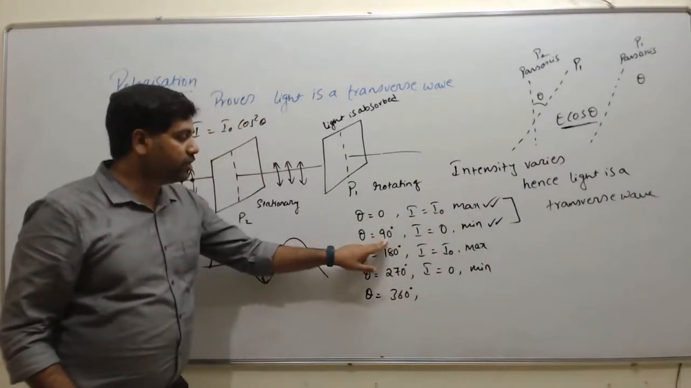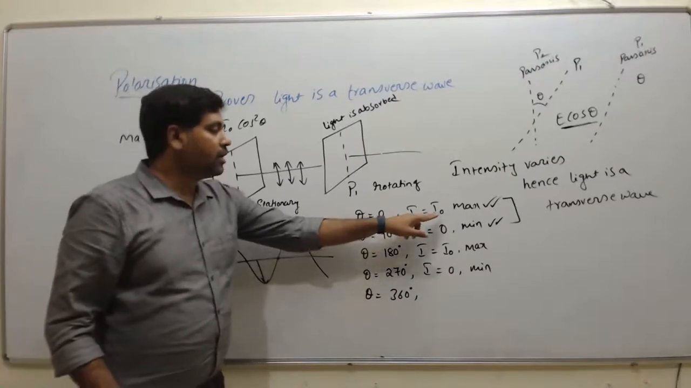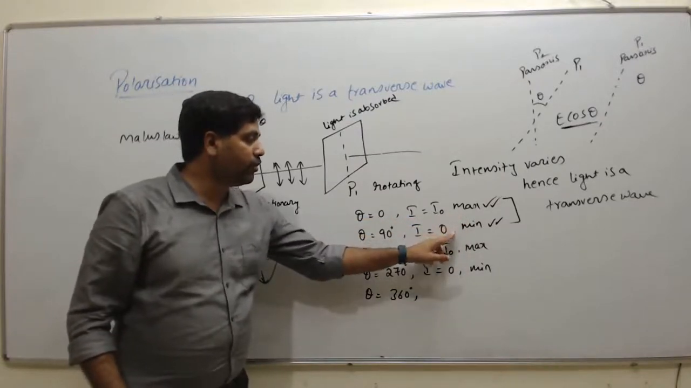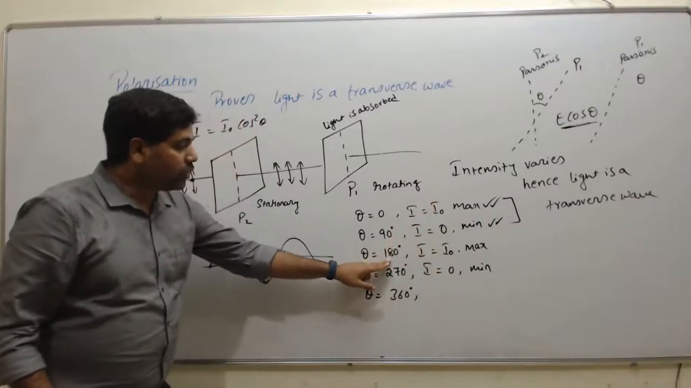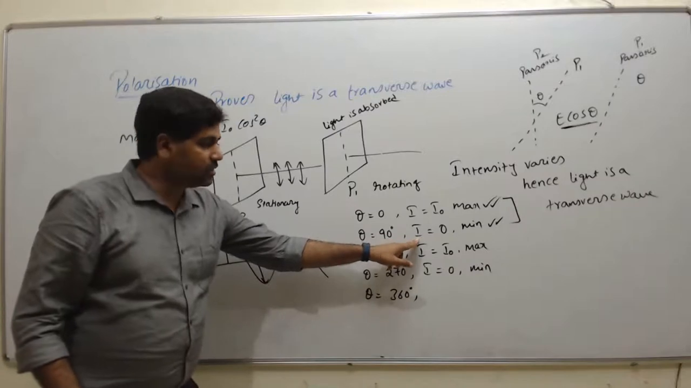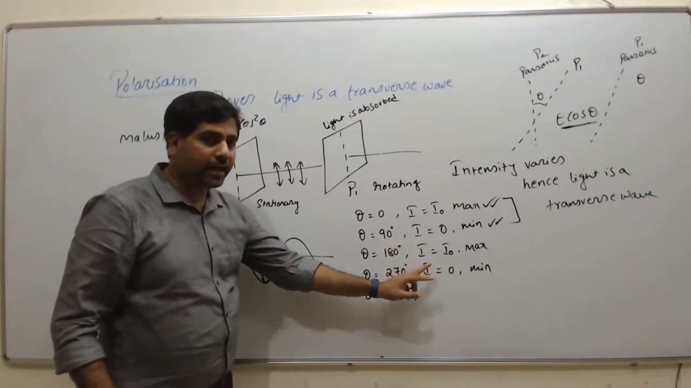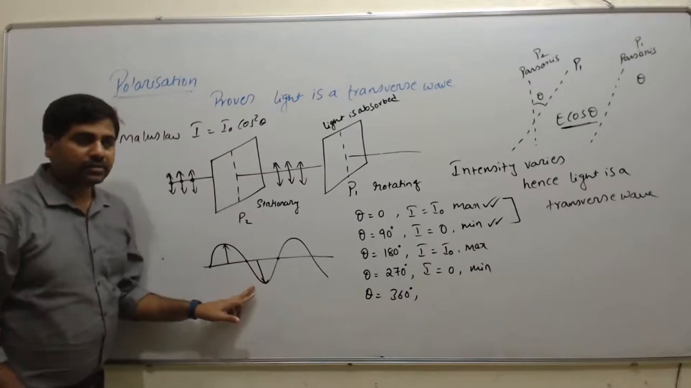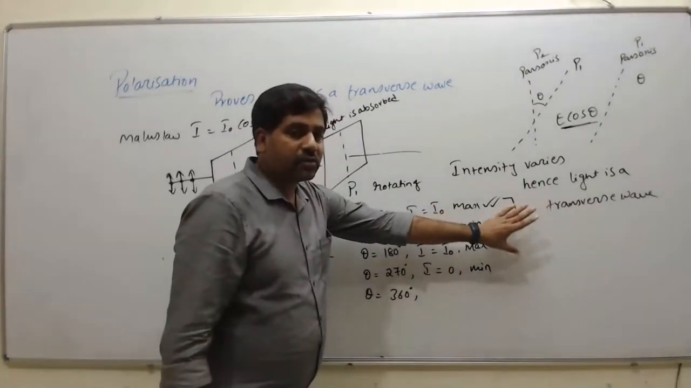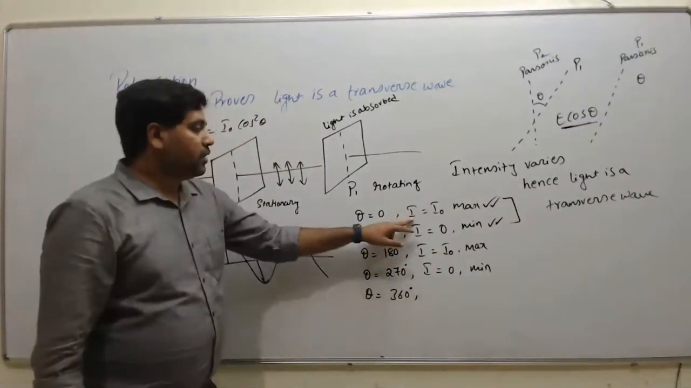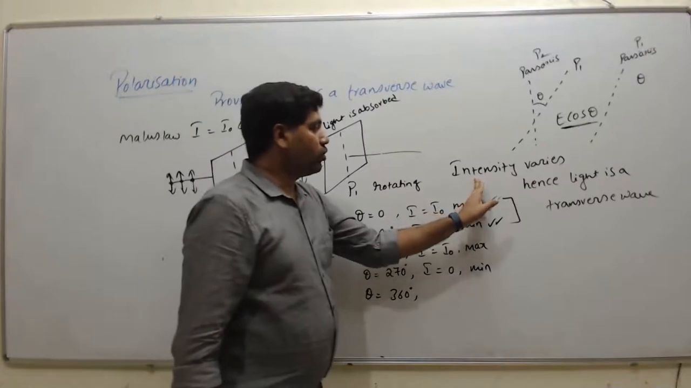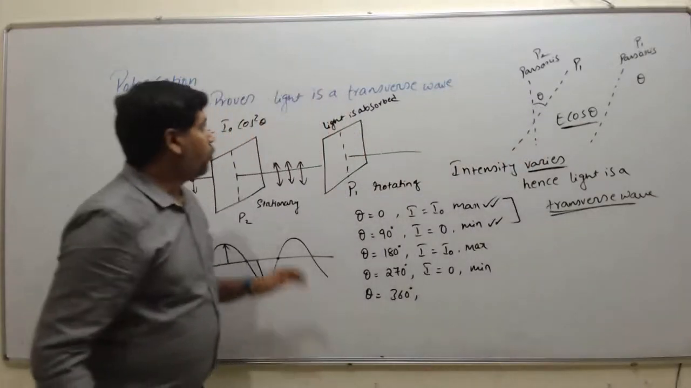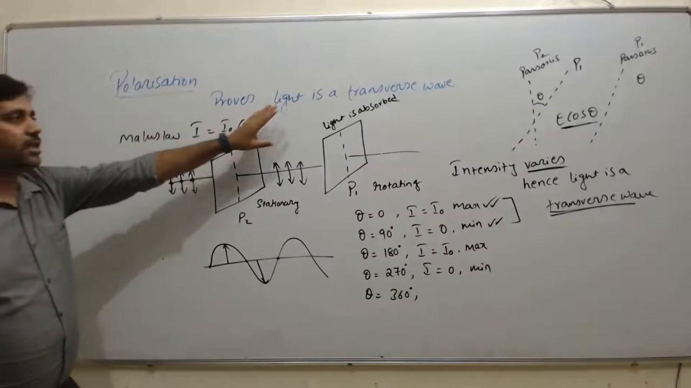For any other angles between 0 and 90 degrees, that is for 30 degrees, 45 degrees, the value of the intensity lies between maximum and minimum. If we consider 30 degrees, then we get the value in between 0 and I0. Similarly from 90 to 180, the intensity decreases, again increases, again decreases. If we take further rotations, again increases, decreases, likewise. In a longitudinal wave the intensity remains constant, so intensity will not vary. Hence if the intensity goes on varying, we prove that the light is a transverse wave. So polarization is a phenomenon which proves light is a transverse wave.